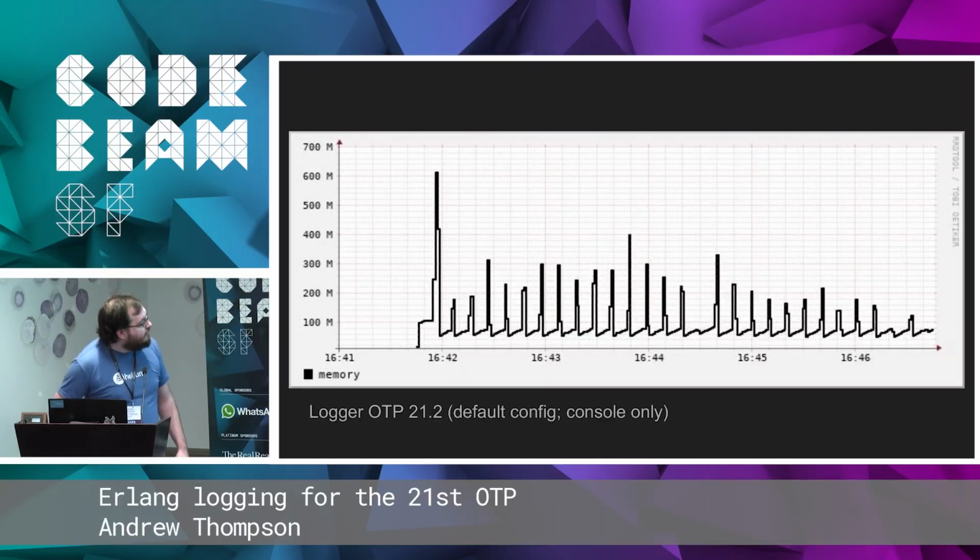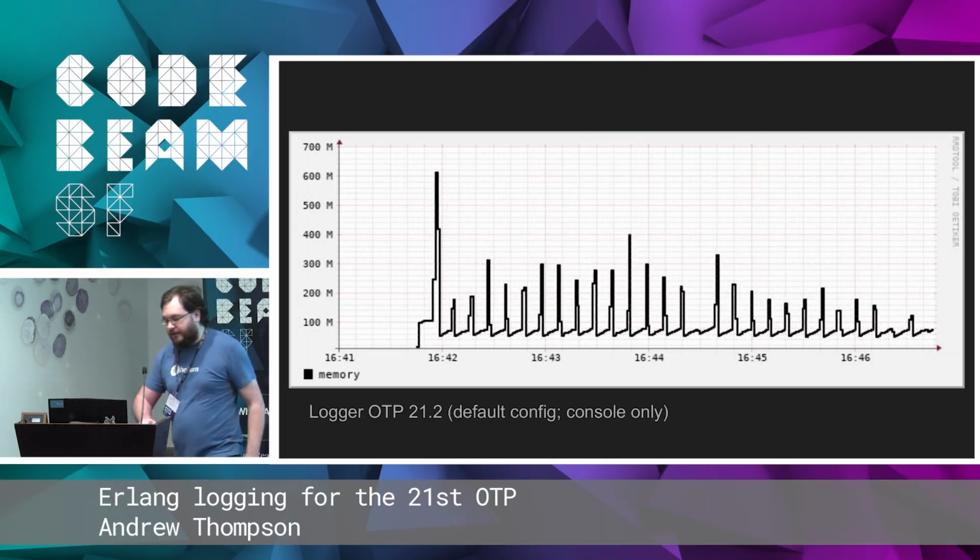And then if we look at the default config for OTP 21.2, it's not quite as pretty of a story. It spikes up to 600 megabytes, and then I think it realizes it's in some kind of terrible mode, and so it starts to kind of control things, but we still get pretty high spikes comparatively. Like we were at 120 megabytes, but most of the time here we're well above that, or we spike above that very, very frequently.